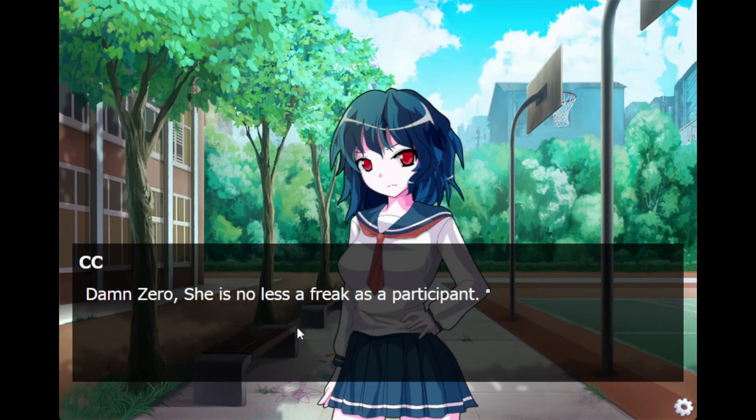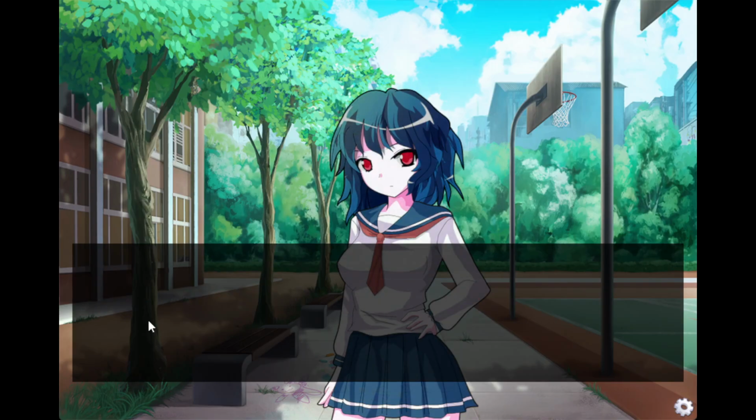Damn, Zero, she's no less a freak as a participant. But she's right about something, Pachi. The Null game is officially started. Alliances are bound to be formed, and sooner or later this game will spiral into fucking madness again. We need to escape early this time. Trust me, Pachi. This is the only way to truly survive this game. You look back at Cece and nod your head.